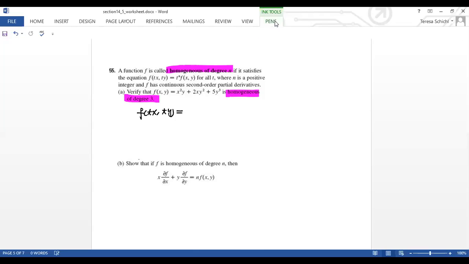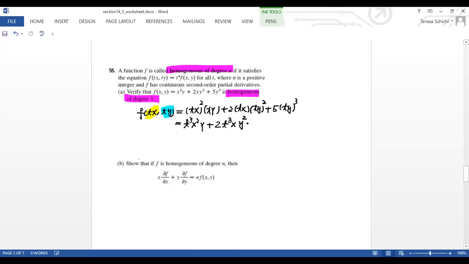That means all my x in my function, I'm going to replace with tx, and all my y in my function, I'm going to replace with ty. So this will be tx squared times ty, plus 2 times tx times ty squared, plus 5 times ty cubed. Now take a look: t times t squared, so this is t cubed x squared y, plus 2 t cubed x y squared, plus 5 t cubed y cubed.